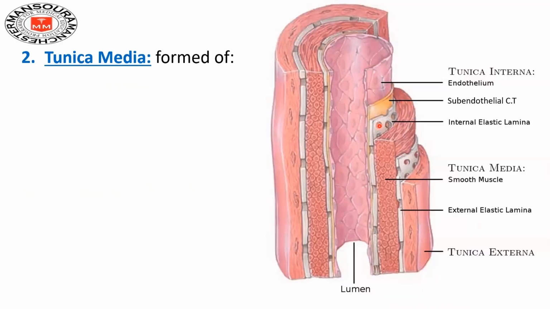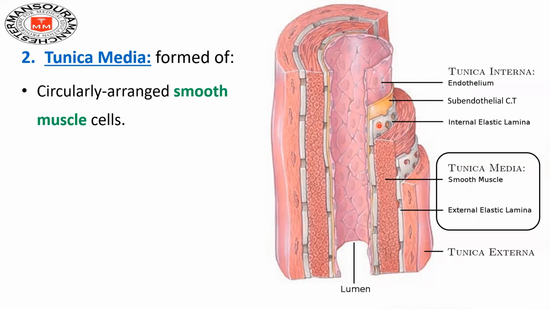Second layer of the wall of vessel is called tunica media. And it is media, so it is middle. This layer is mainly formed of smooth muscle fibers. They are circularly arranged around the vessel wall. Here is the media. It is formed of circularly arranged smooth muscle fibers, in addition to elastic fibers. Also, they are only present in arteries.